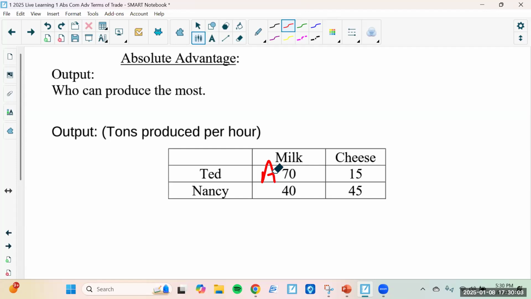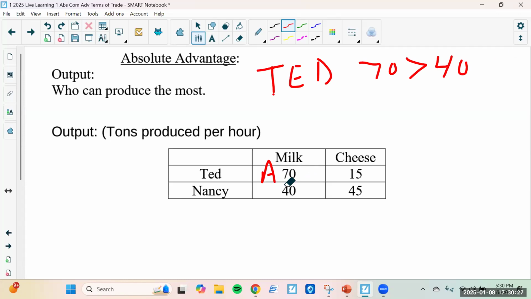Anytime a problem gives you numbers, you have to use the numbers in the explanation. A little bit later on, there's going to be a problem in this class, and a lot of y'all are going to lose points because you're not going to use the numbers in your explain. The answer is, who has the absolute advantage in milk? The answer is Ted, because 70 is greater than 40.